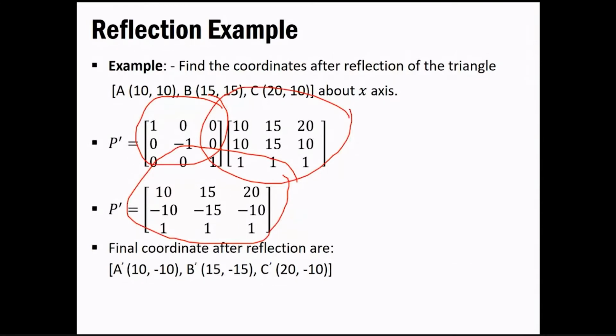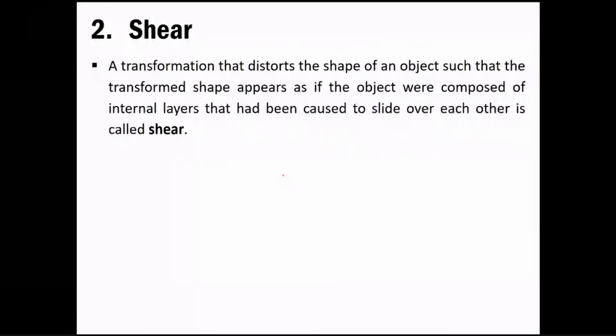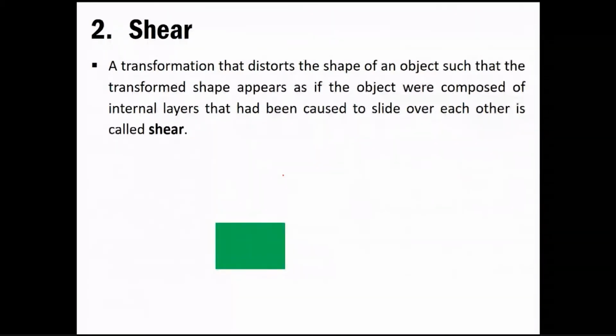transformations that you can perform on any 2D object. Okay, and reflection. So now we have one more important concept over here, that is shear. Okay, and what it says is a transformation that distorts the shape of an object such that the transformed shape appears as if the object were composed of internal layers that have been caused to slide over each other. Okay, so now we are slanting our object a little bit. Okay, so that is what it says, and we are trying to distort its shape.